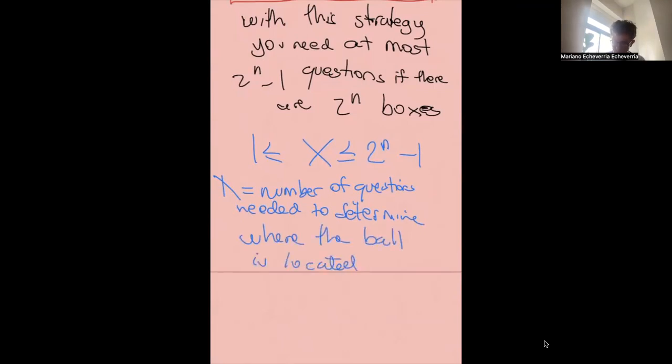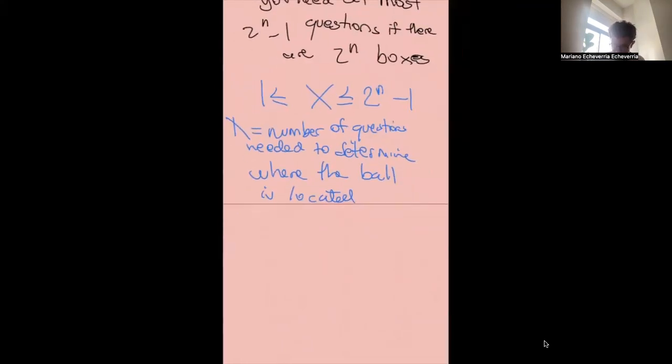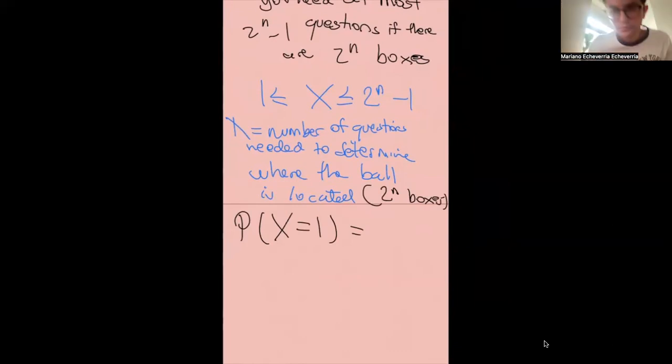So what's the probability? Let's work out some cases first. What's the probability that X equals 1? What's the probability that you get the right answer the first time? Remember there are 2 to the n boxes. It's just 1/2 to the n, because if everything is distributed randomly, you have 1/2 to the n chance for the ball to be there. So yes, it's 1/2 to the n.